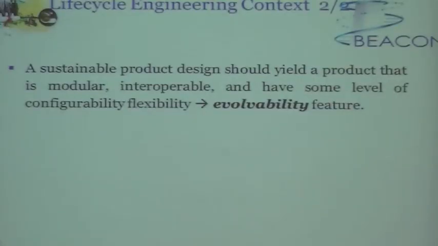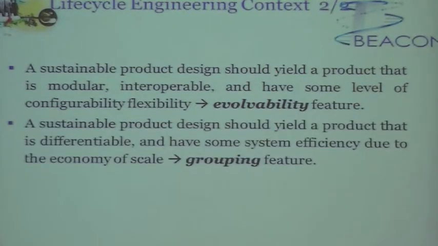So, still in the context of the research, here are some definitions that I have. The first, sustainable product, in my case, is sustainable product design. It should yield a product that is modular, that is interoperable, that has some level of configurability and flexibility. And I refer to this as the evolvability feature.